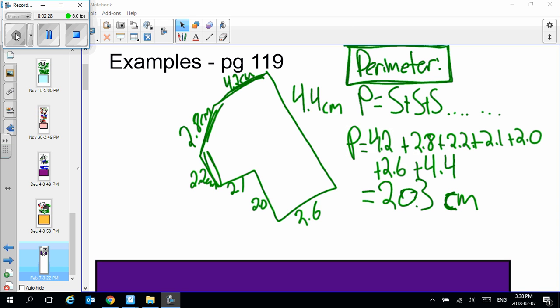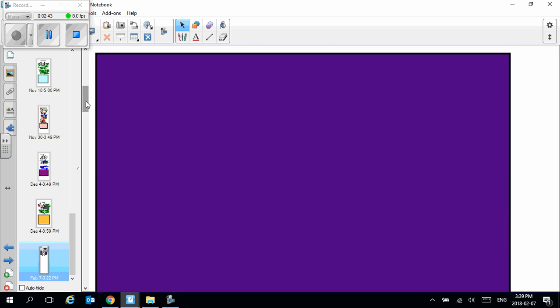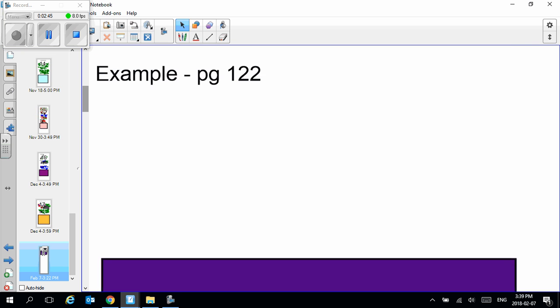So that is the perimeter of the shape. That's how you solve perimeter. You basically just add up all of the edges to get a total distance that runs the border of your shape. Okay, so that's how we deal with perimeter questions. Let's take a look at our next little example.